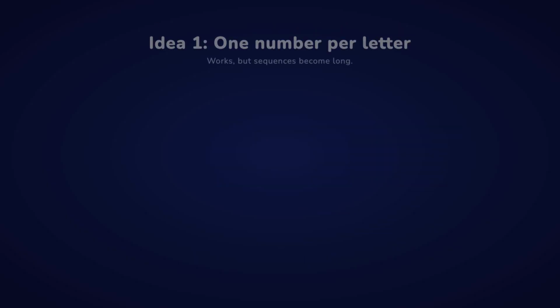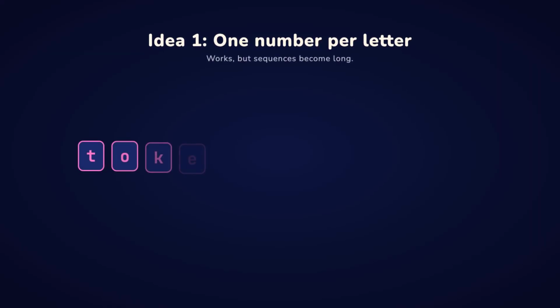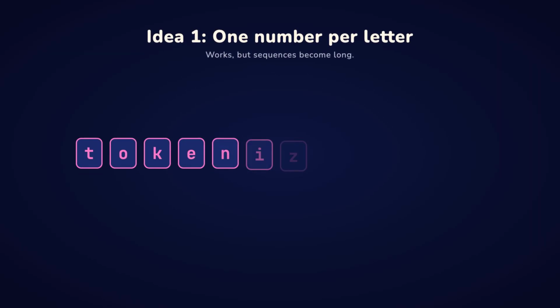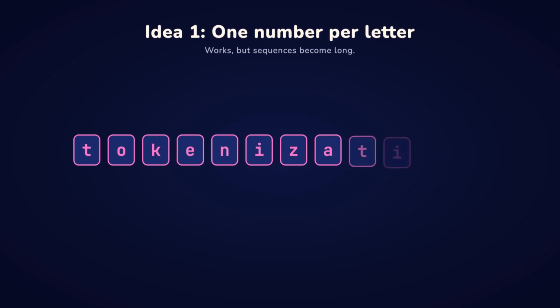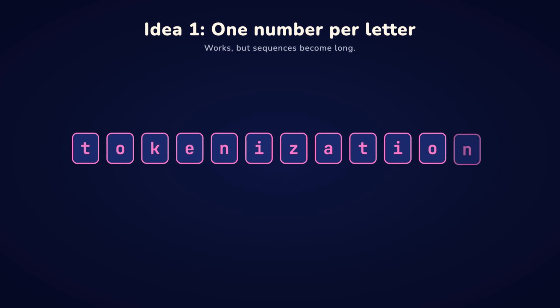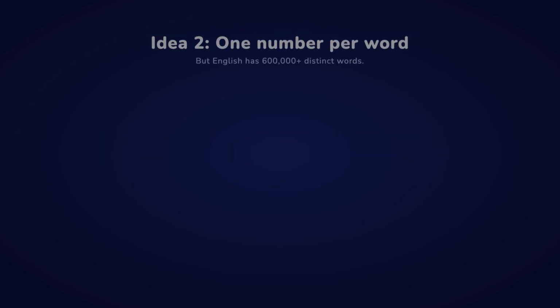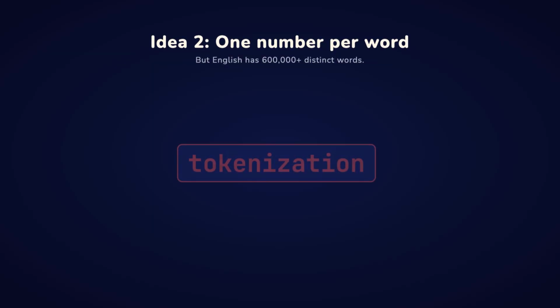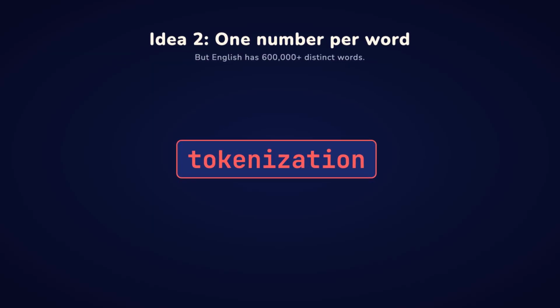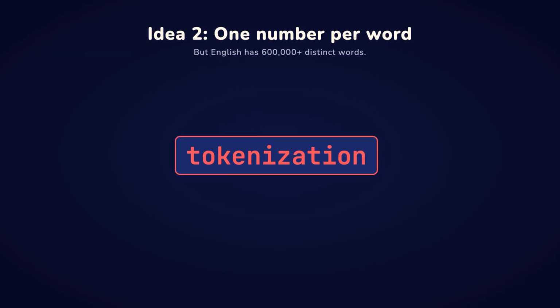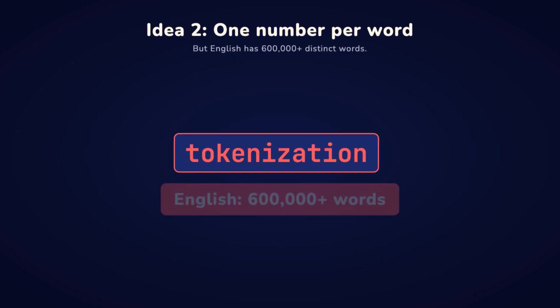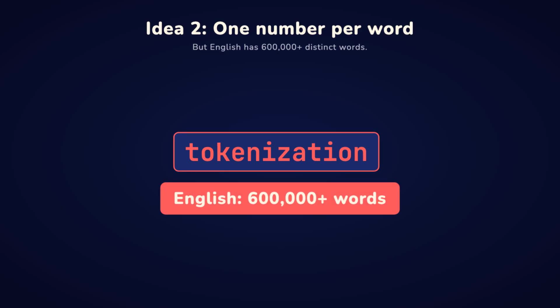The simplest idea is give every letter its own number. So, A is 1, B is 2, and so on. It may work, but sequences become extremely long. The word tokenization itself needs 12 numbers. The other extreme is give every word its own number, so short sequences. But English has more than 600,000 distinct words, and that's before any names, slang, typos, or any other language.